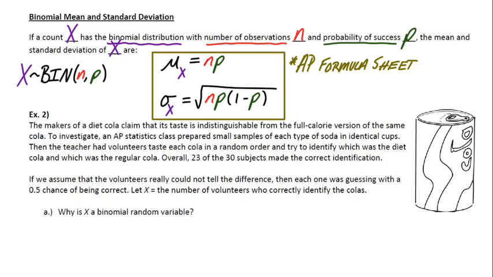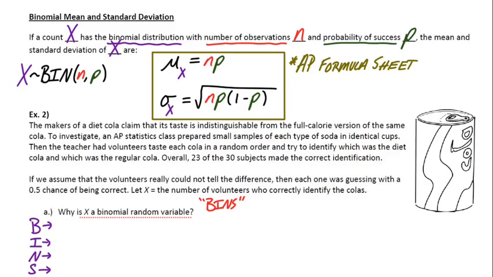Overall, 23 of the 30 subjects made the correct identification. If we assume that the volunteers really could not tell the difference, then each one was guessing with a 0.5 chance of being correct. Let x equal the number of volunteers who correctly identified the colas. Part A says, why is x a binomial random variable? And we need to go right to the BINS acronym to meet each one of these conditions to show that.